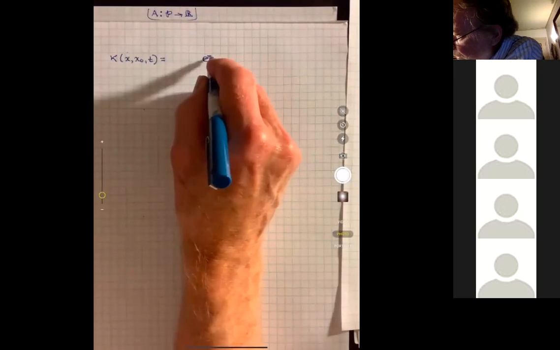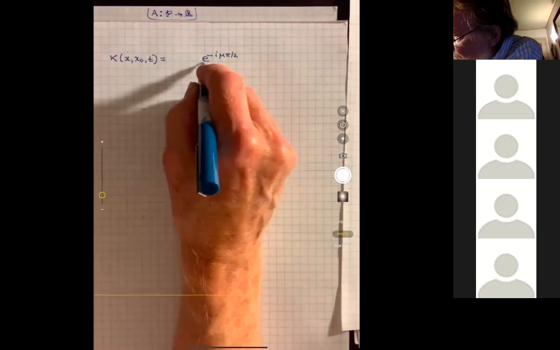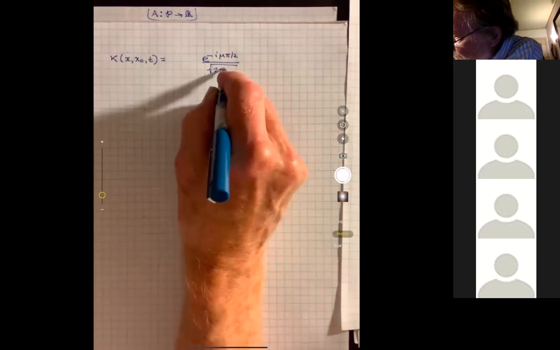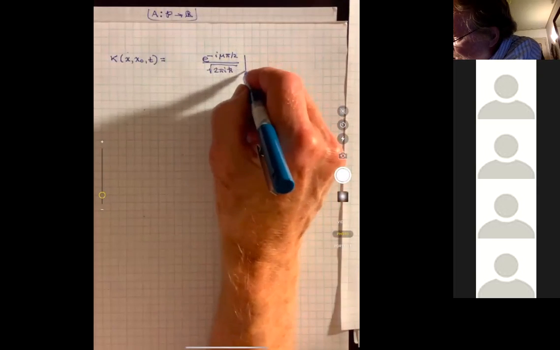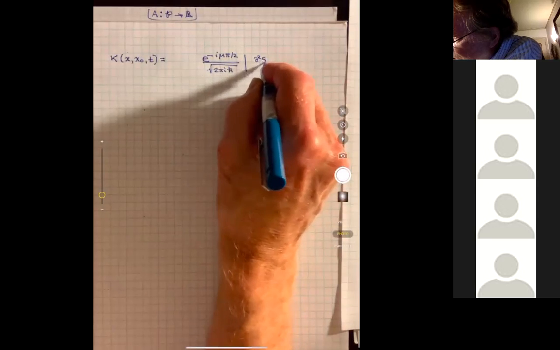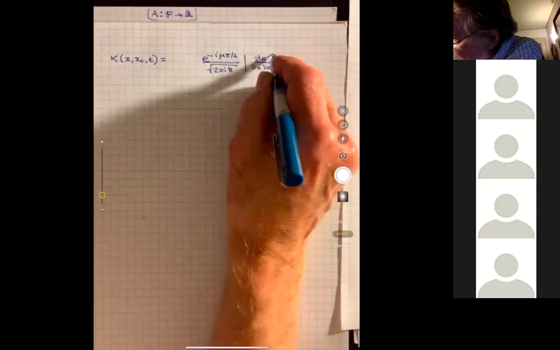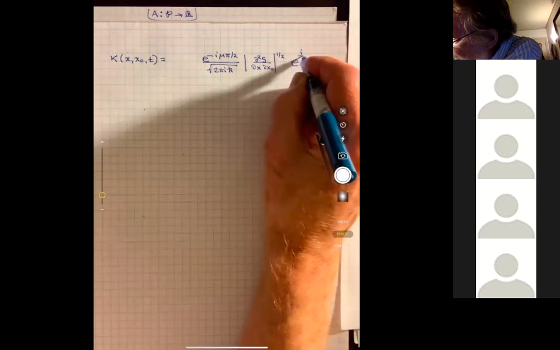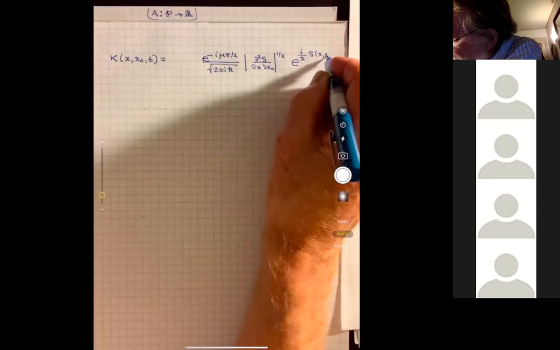There's a phase factor that I'll write as e to the minus i mu times pi over 2. It's a multiple of pi over 2. It's divided by the square root of 2 pi i h bar. This is still for a one-dimensional problem, kinetic plus potential. We then have the absolute value of the second derivative of Hamilton's principal function with respect to the initial and final x's to the 1/2 power. And then we have e to the i over h bar times Hamilton's principal function S of x, x0, and t.